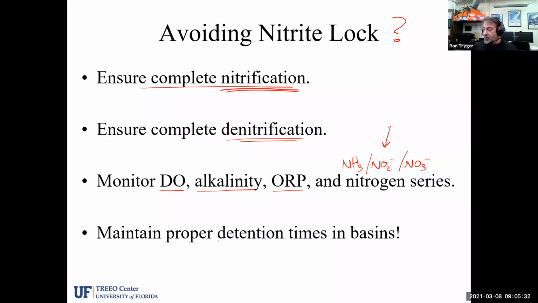All right, maintain proper detention times in basins. We said that that was the several hours of hydraulic retention time in your aeration basins particularly.